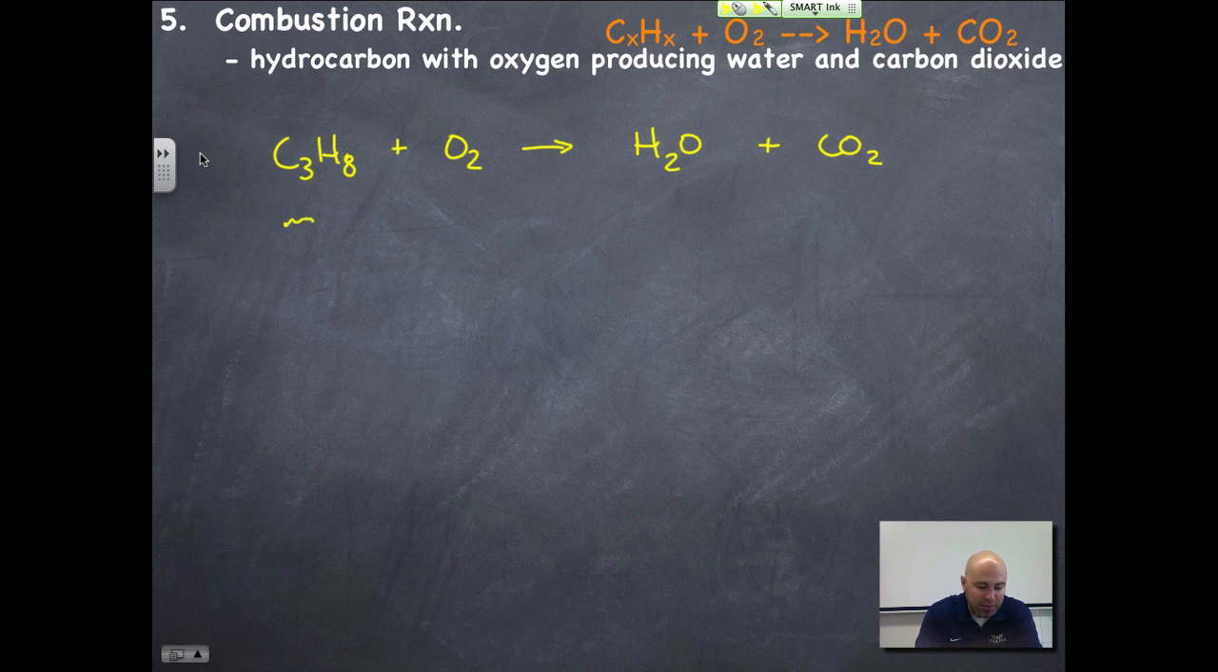I've got 3 carbons and 8 hydrogens, and now oxygens I have 2. Here I've got 4 and another 6, so I have 10. There's my 5, and my equation is balanced. Combustion reaction.